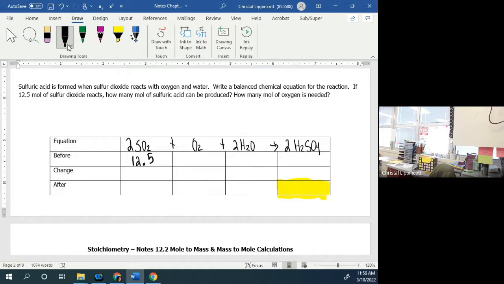You don't start with any. This one would be excess because that's a reactant. They didn't tell us how much we had of it. And then you don't start with anything. So that would be 0. Because that's your products. Remember when we made the egg specials, you didn't start off with any in the beginning. You had to make them. So they don't tell you how much you have of these to start with. So these are both going to be excess.